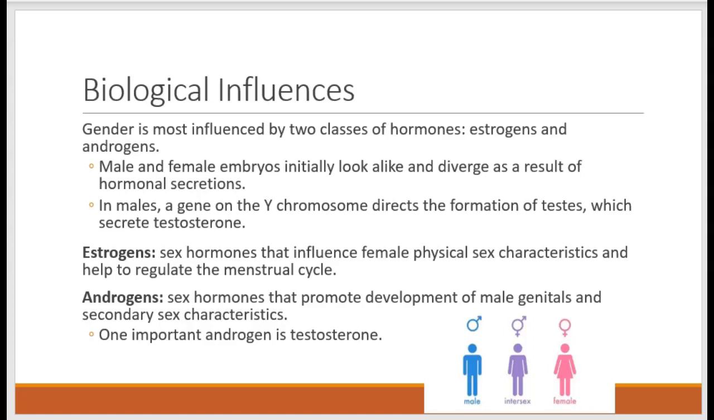But it doesn't always work as clean cut as that. Sometimes you have someone who is what's called intersex, where these hormone levels haven't gone very much one way or the other. You basically have a mix of the two.